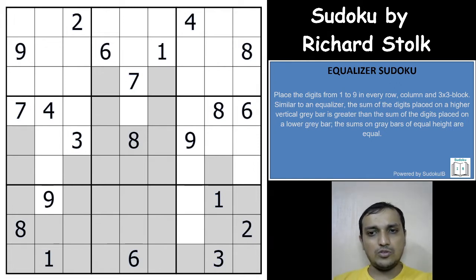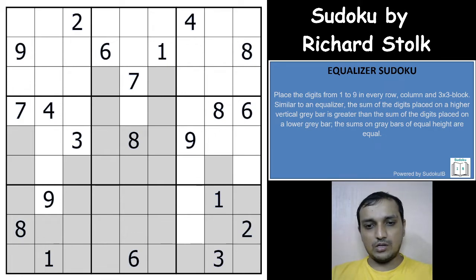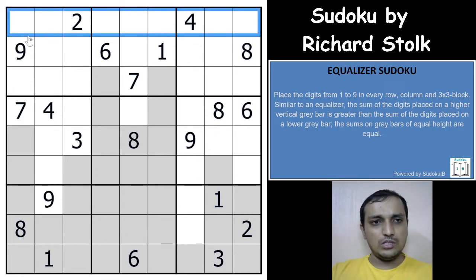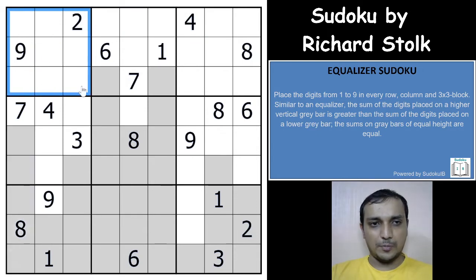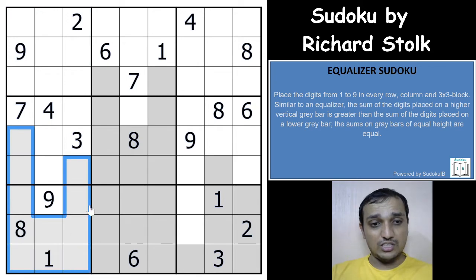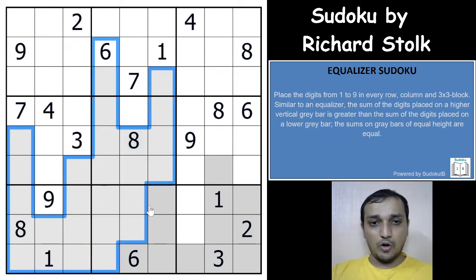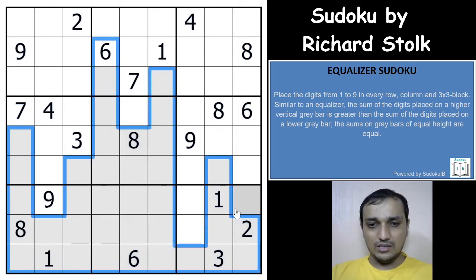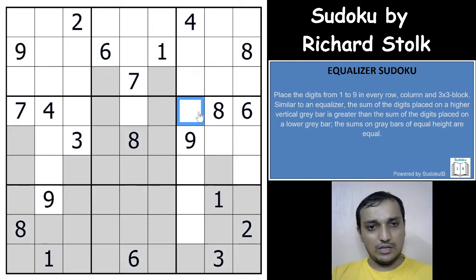And now coming back to this Sudoku, so classic Sudoku rules apply. You need to place digits from 1 to 9 in each row, each column, and 3 by 3 box without repetition. Apart from that, you have some shaded cells in each column, right? Starting from the bottom. It's kind of like an equalizer, right? The theme seems to be like an equalizer.